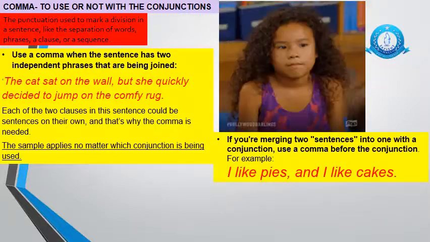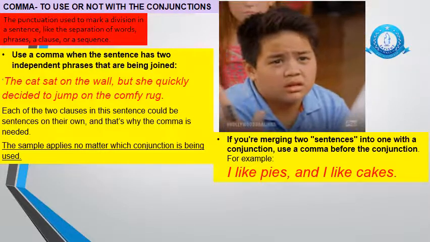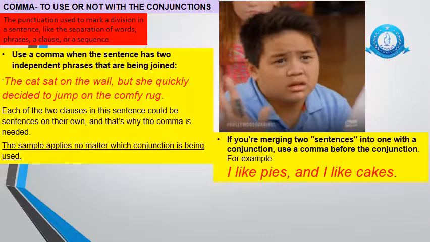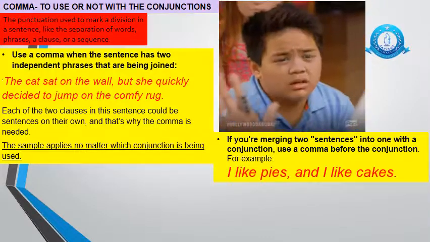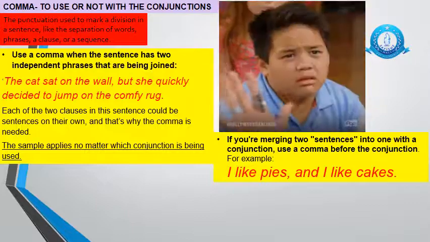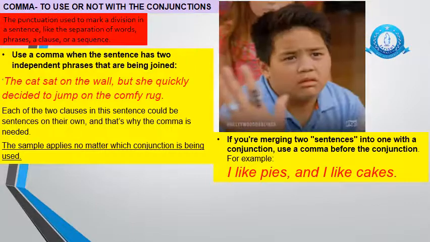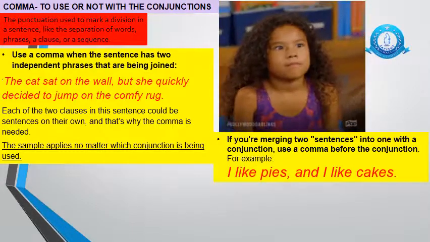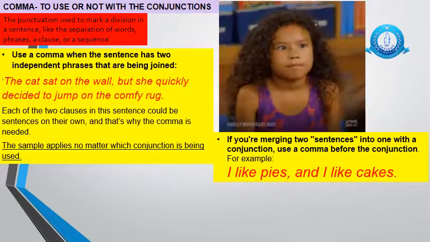Number 2: if you're merging two sentences into one with a conjunction, use a comma. So: I like pies, comma, and I like cakes. Again, if you got rid of the "and" and put a full stop in between, you'd have two separate complete sentences.